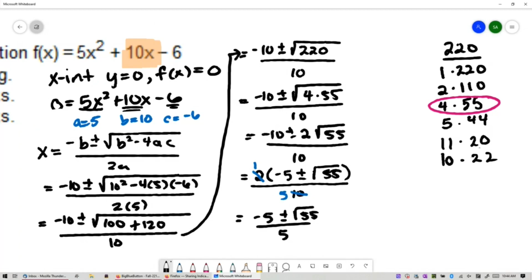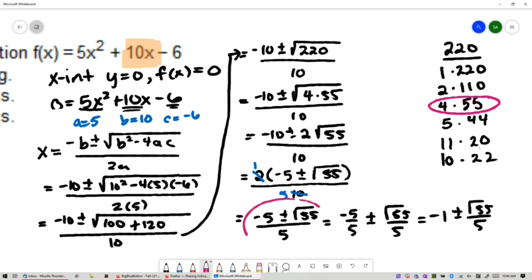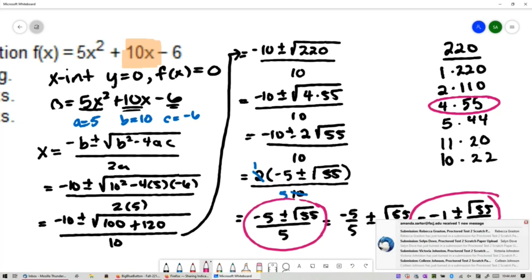However, some people do like to write this as, instead of one large fraction, two separate terms. So if you write it as separate terms, you would divide the 5 that's in the denominator into both terms that you see in the numerator. So you would write negative 5 over 5 plus or minus square root of 55 over 5. That would give you negative 1 plus or minus square root of 55 over 5. So this is also an acceptable answer. If you guys are doing this in my math lab, it will mark you correct on either one of these.